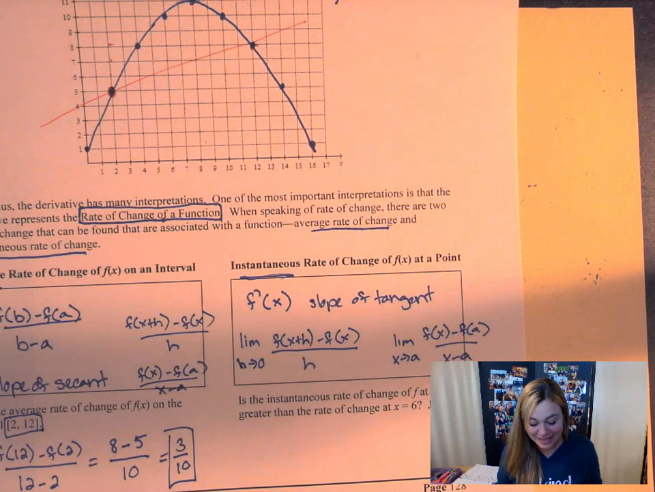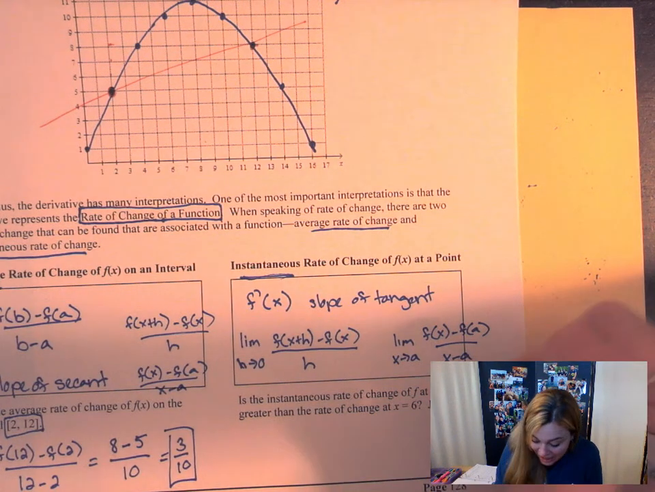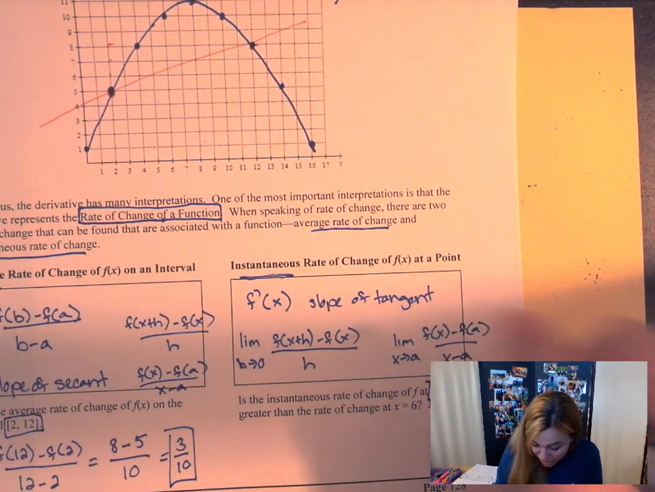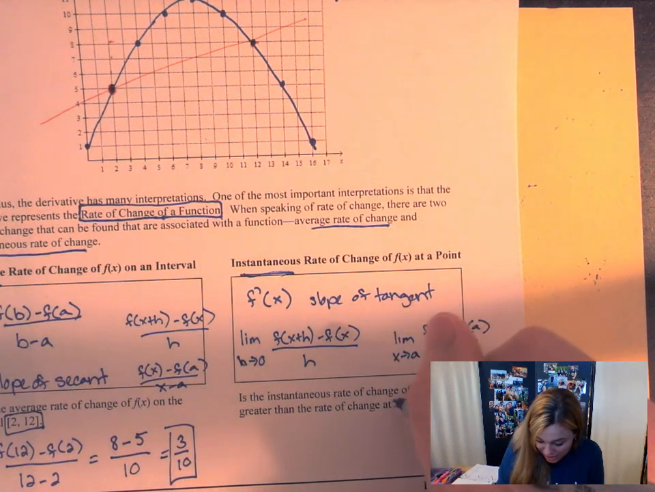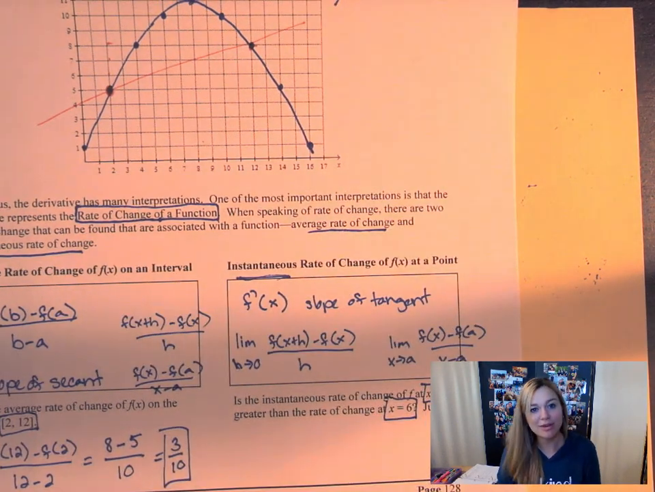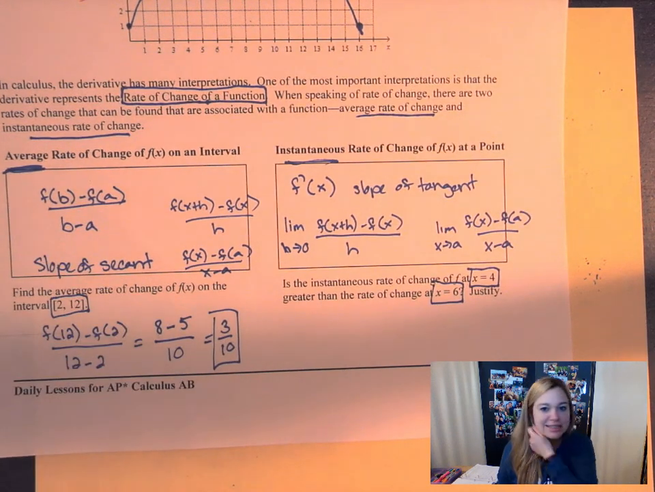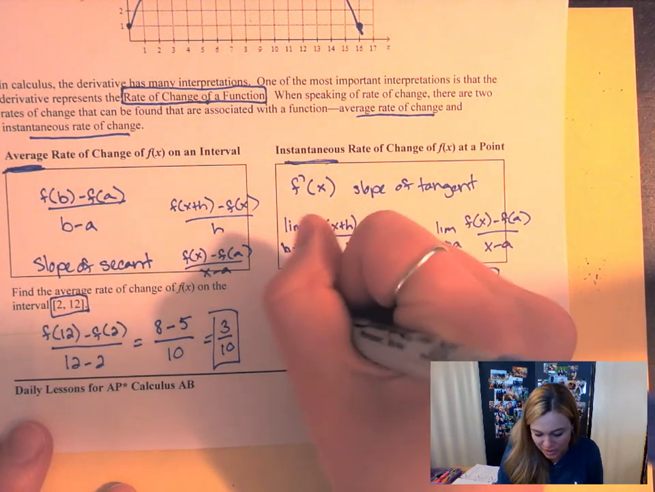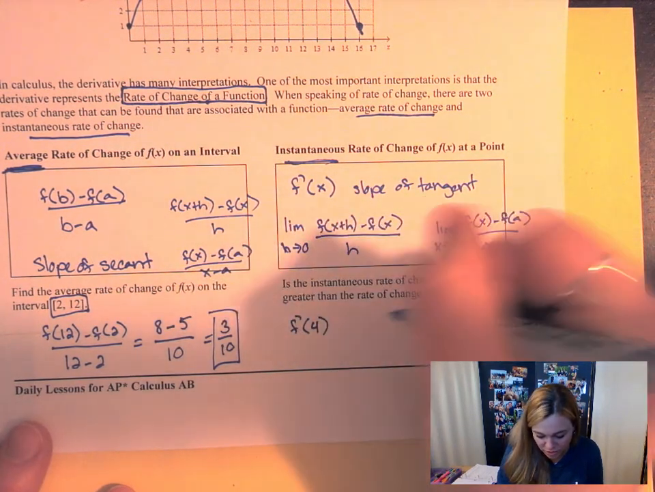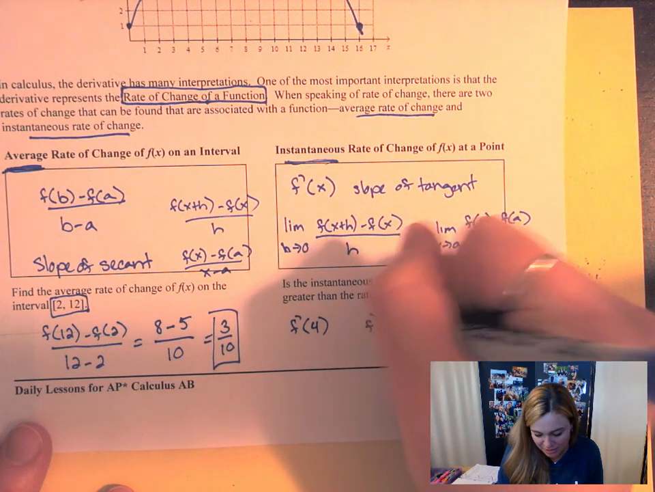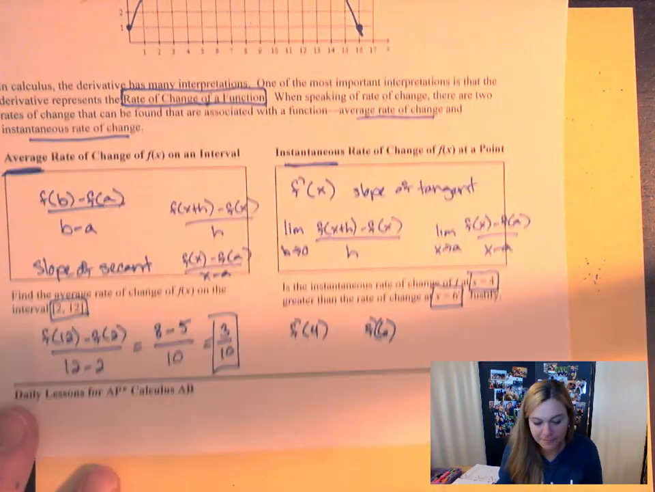If I want the instantaneous rate of change at x equals 4 and x equals 6, and right now I can't find them exactly because I don't have a function, but I just want to know, is the instantaneous rate of change at x equals 4 greater than the rate of change at x equals 6. So f prime of 4 and f prime of 6. That's what we're comparing.